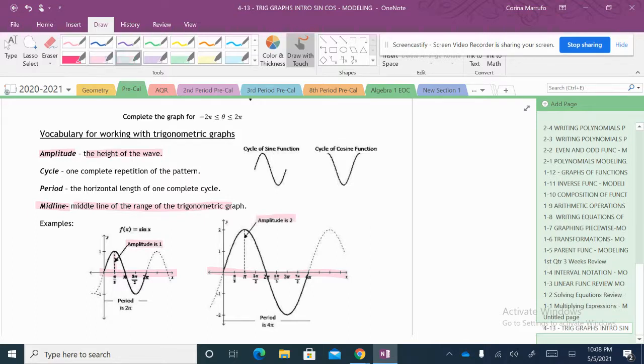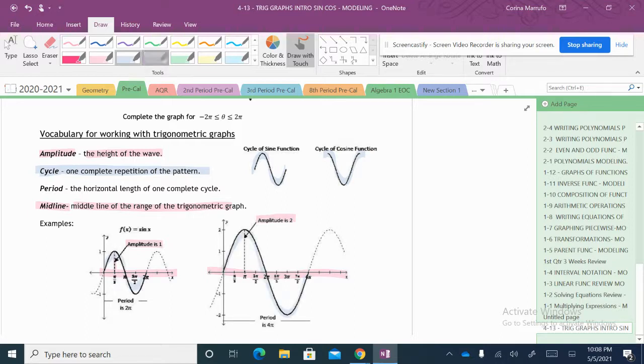Okay. Then you have your cycles. So our cycle of our sine function is like this little snake shape, and the cycle of our cosine shape is a U. So when they're asking you for the cycle, this would be one cycle. Okay, this would be considered one cycle.